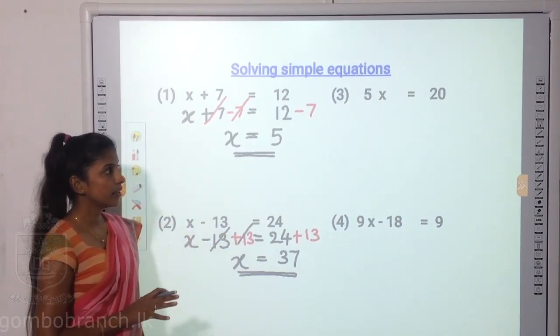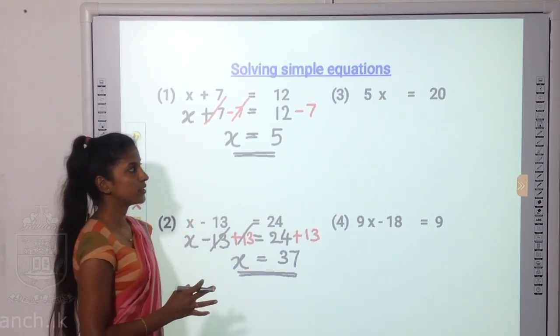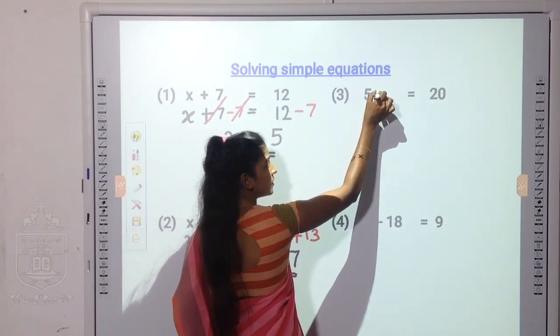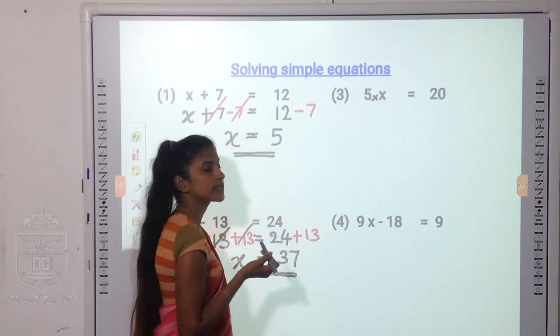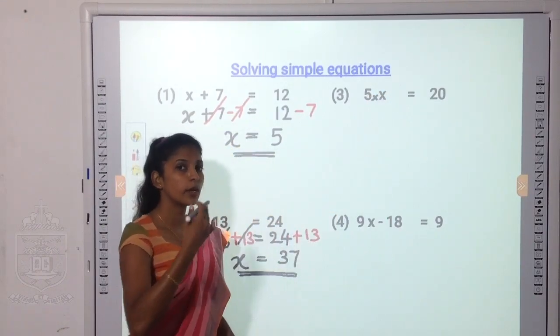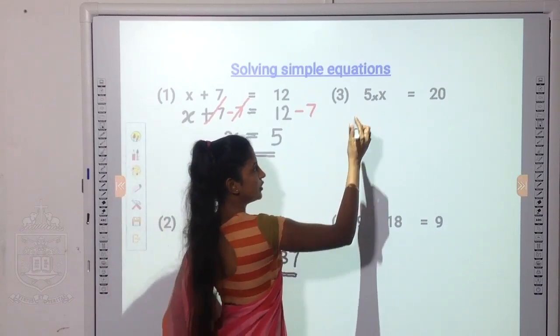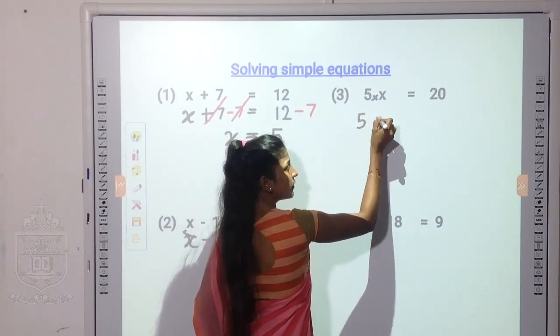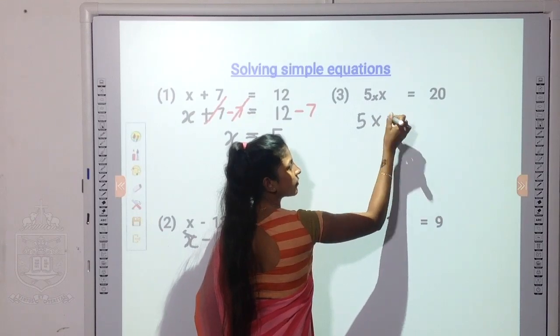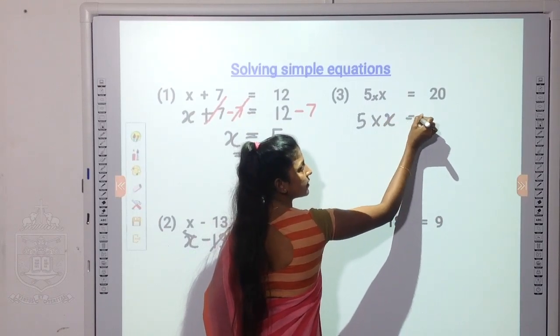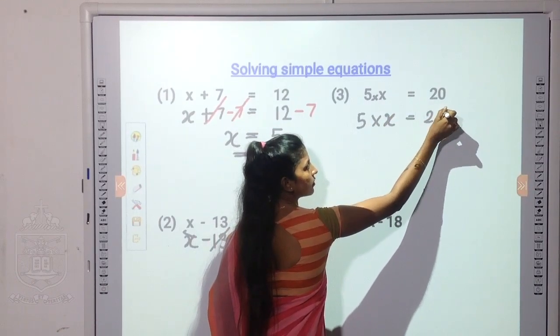So there you can see 5x equals 20. So you have to check what is the operation in between 5 and x. That is multiplication. So what's the opposite of multiplication? Here children, the meaning is 5 into x. 5 into x equals 20.